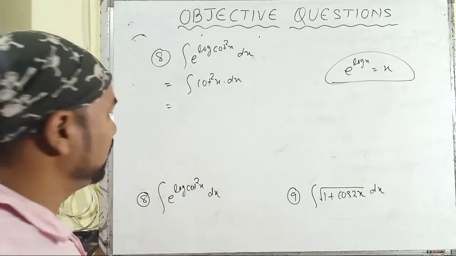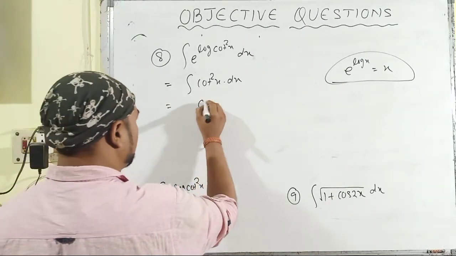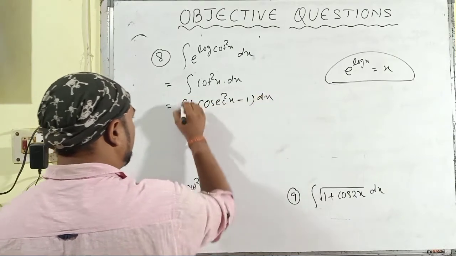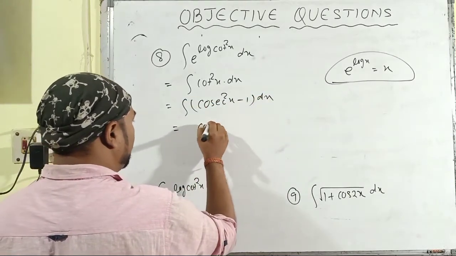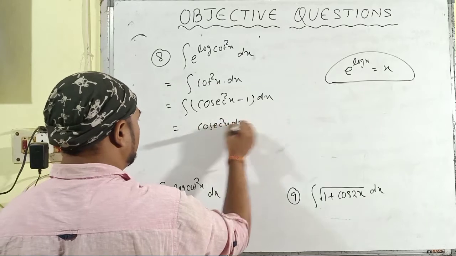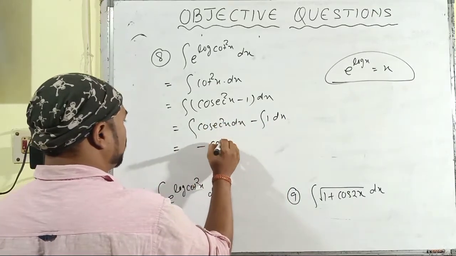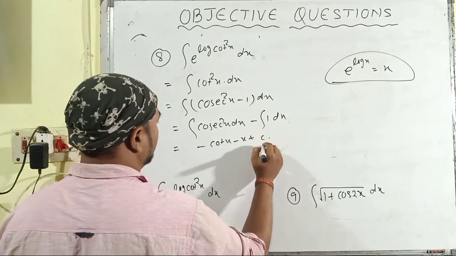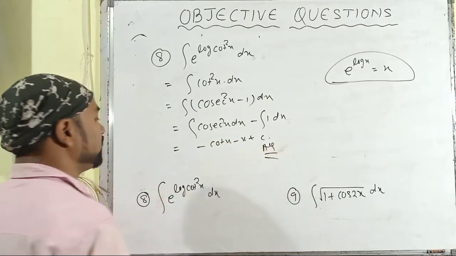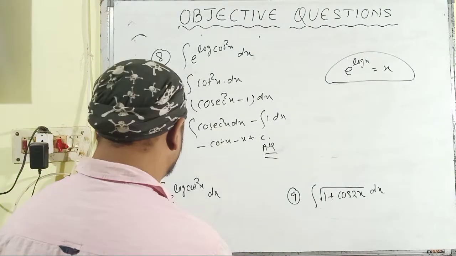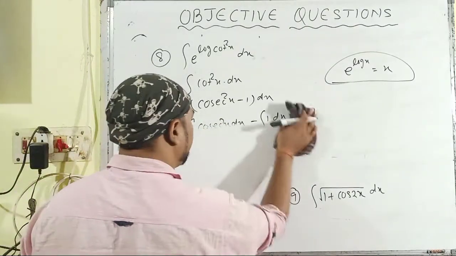Again the same case arises here. First of all, let us convert this into the form of cosec square x minus 1. Then by using the algebra of integral, it will be cosec square x dx minus 1 dx. Then it will be minus cot x minus x plus c, and this is your final answer for the 8th problem. Then proceeding to the 9th problem.